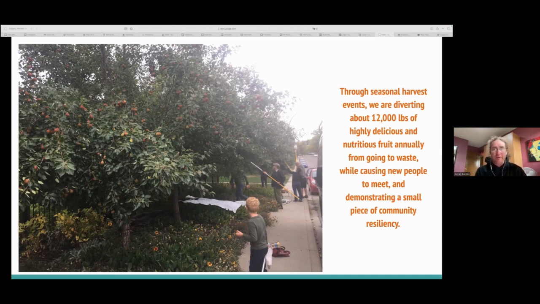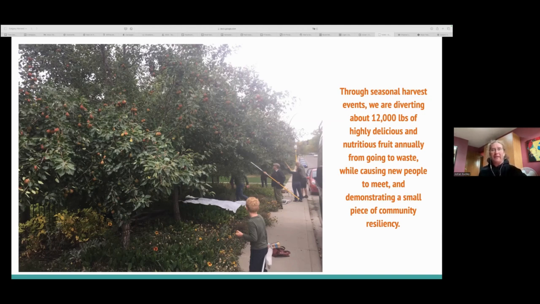Really in the last couple of seasons, it's about 60 of these events. But that alone, just doing basic math, is getting us to around 12,000 pounds of fruit. And this is highly delicious and nutritious fruit from essentially going to waste and rotting on the ground.